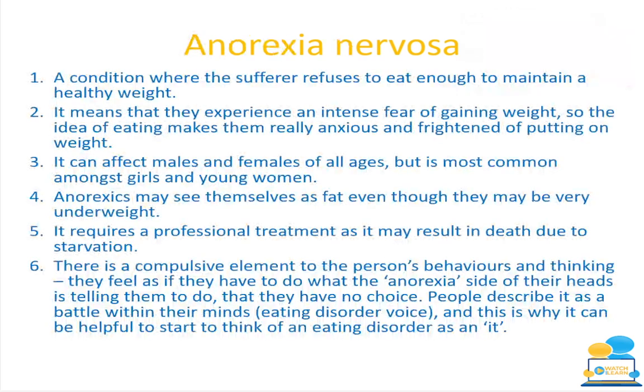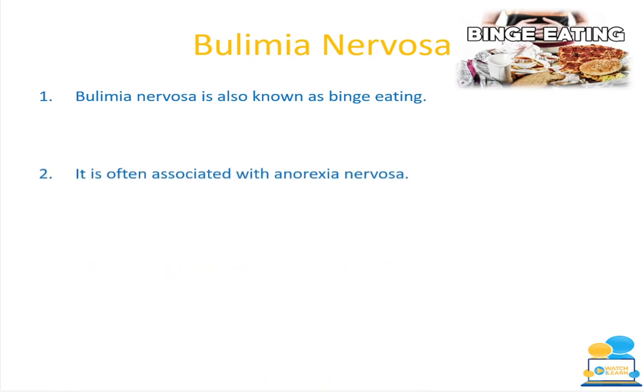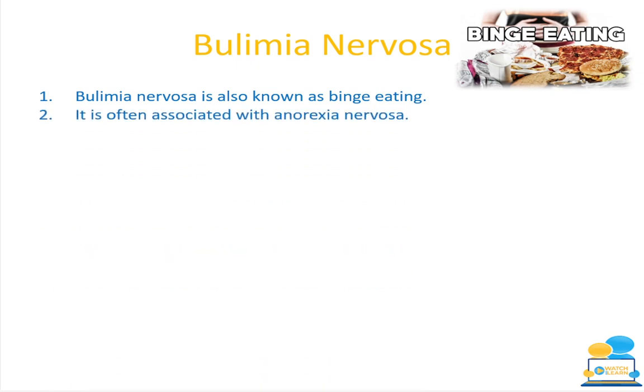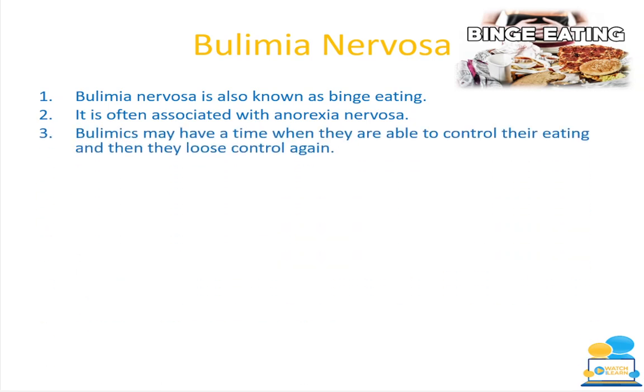So bulimia nervosa, you need to be able to tell the difference or distinguish between anorexia nervosa and bulimia nervosa. Bulimia nervosa is known as binge eating. So you're thinking B for binge, B for bulimia. It is often associated with anorexia nervosa, but it is actually a different type of eating disorder. A person who has bulimia nervosa is known as a bulimic, okay?